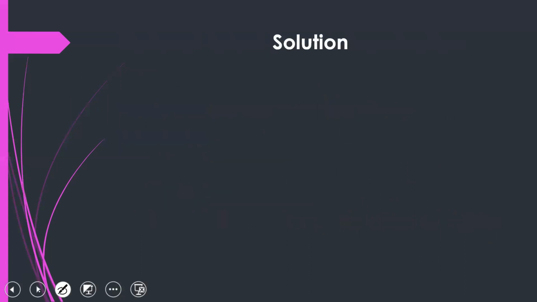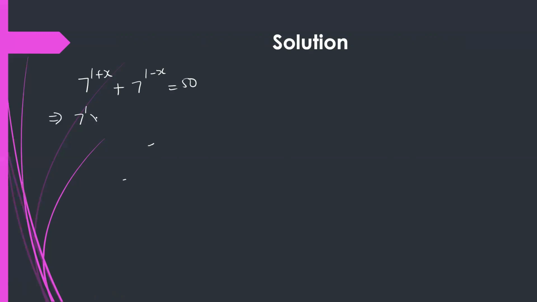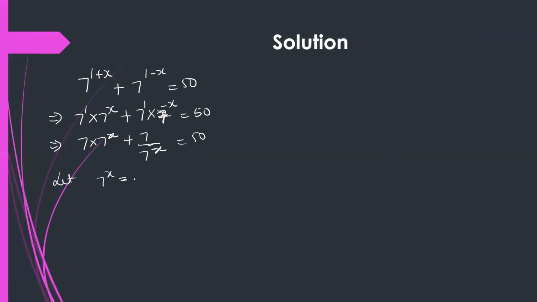We are provided with 7 to the power 1 plus x plus 7 to the power 1 minus x equals to 50, which can further be written as 7 to the power 1 into 7 to the power x plus 7 to the power 1 into 7 to the power minus x is equal to 50. Further, 7 into 7 to the power x plus 7 divided by 7 to the power x is equal to, again, 50. Now let us suppose that 7 to the power x is equal to y.